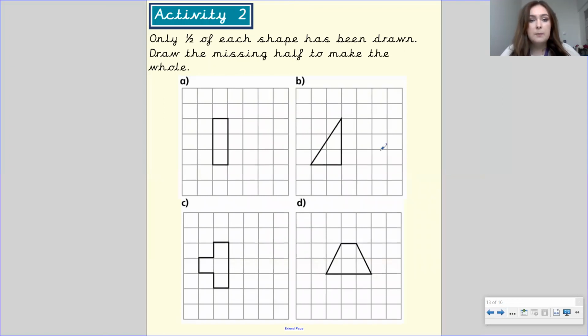And then next part of activity 2, only 1/2 of each shape has been drawn. You need to draw the missing half to make it a whole. So have a look at A, B, C, and D. You need to draw the missing half to make it a whole.